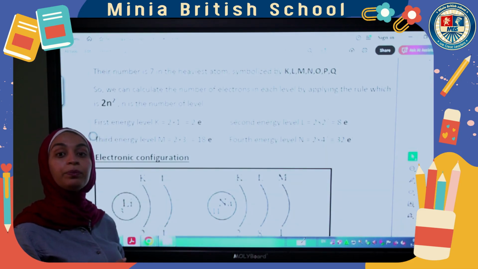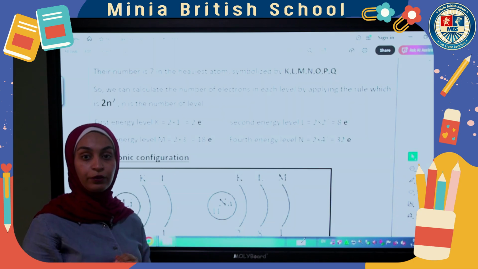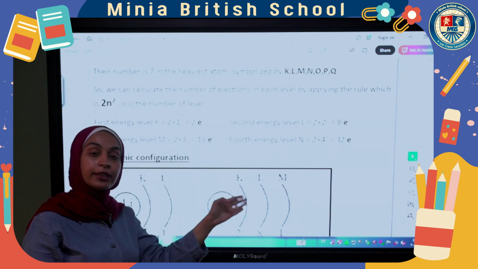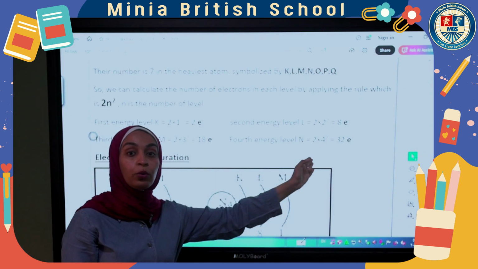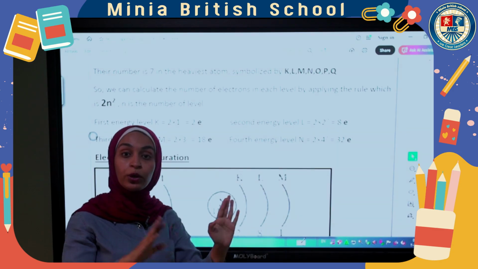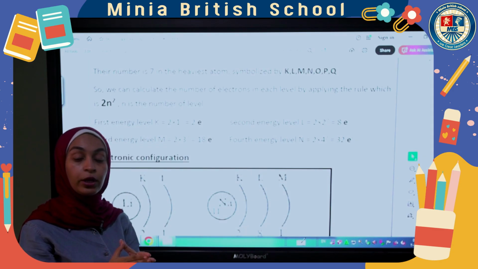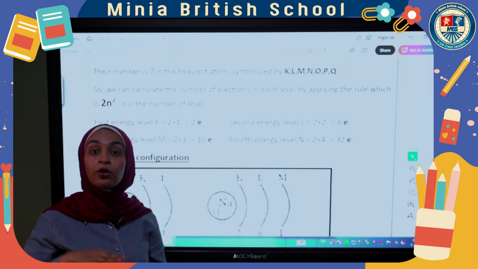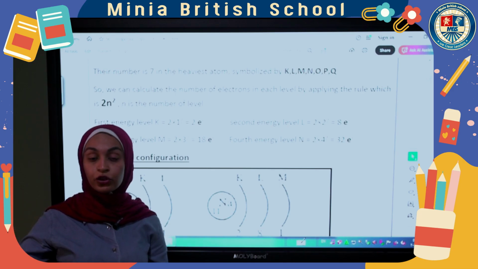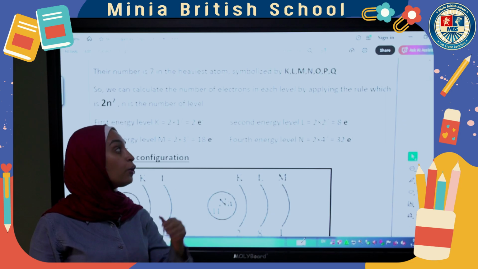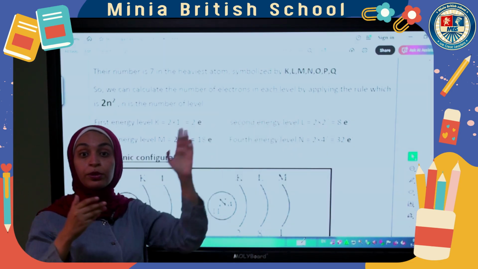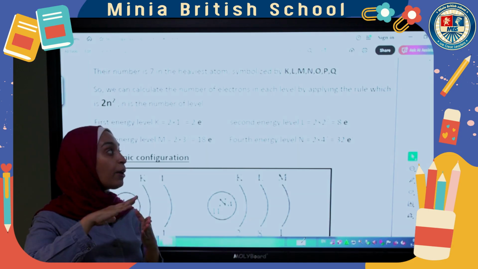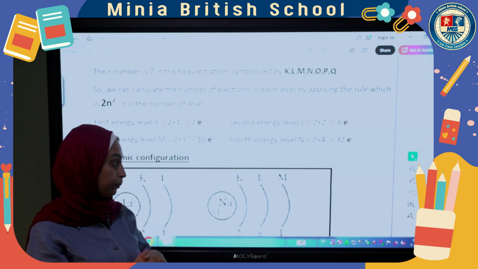What about the third one, M? M is the third level, so third means 3. I will write 2 times 3^2 equals 18 electrons. While the fourth energy level, which is N, is 2 times 4^2 equals 32 electrons. But I cannot apply this rule for more than 4 energy levels. I cannot apply 2n^2 for O, P, and Q because the atom may be unstable. It's not in its ordinary conditions above the 4th energy level.